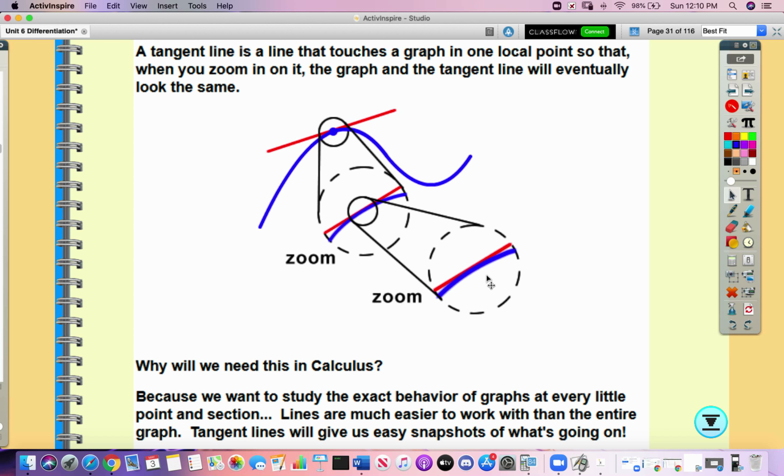And that's really awesome in calculus. So we need this because we want to study the exact behavior of graphs at every little point and section. And it's a lot easier to work with straight lines, right, linear functions, than it is to work with almost any other function. So we want to break things down so we're working with lots of little straight lines instead of lots of little curves. So these tangent lines are going to give us really cool snapshots of what's happening at every point along our graph.